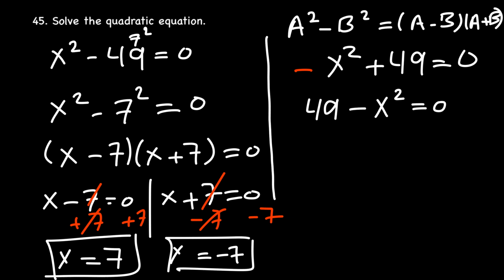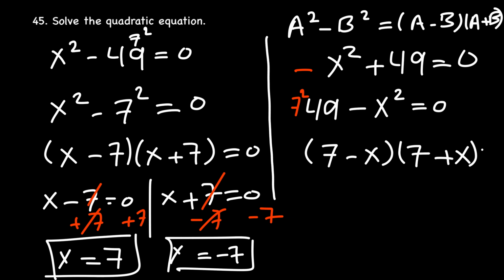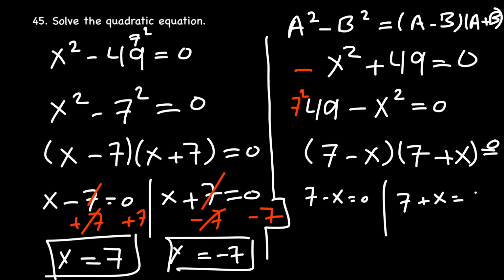Now 49 is basically 7 to the power of 2. So to factor it, we'll have to write 7 minus x, 7 plus x, and this equals 0. Now we will solve for x. 7 minus x equals 0, or 7 plus x equals 0. Let us solve for x here.